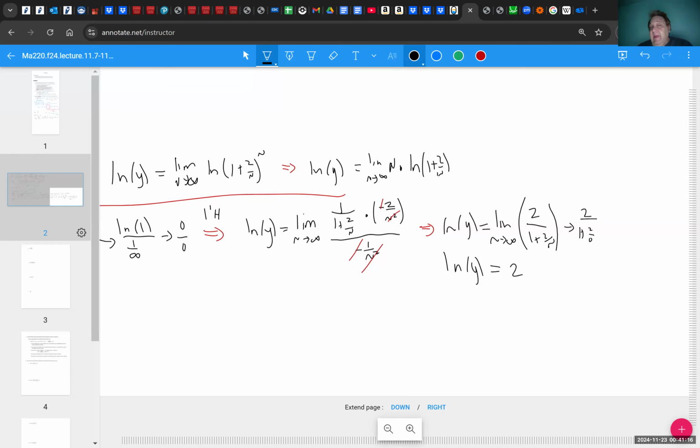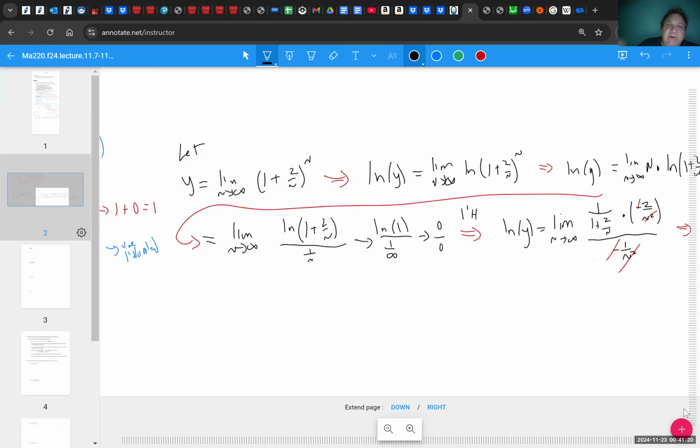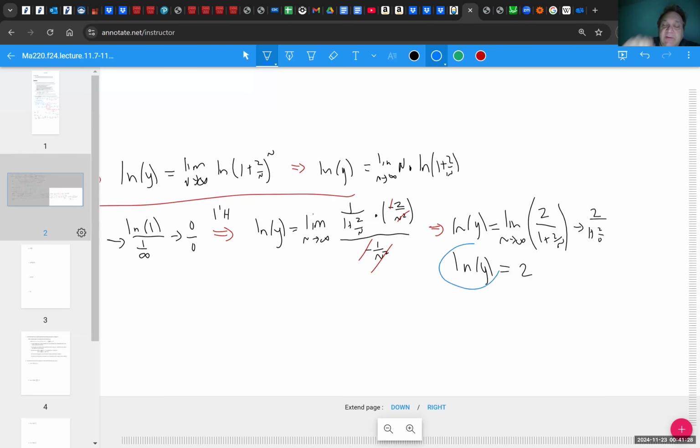Now, that's not really the answer to our original problem, because remember, we said originally that y was the limit, and we have found ln of y, not y. So to find the limit, we just raise both sides with a base of e, and that means y, which is our limit, our answer, is equal to e squared.